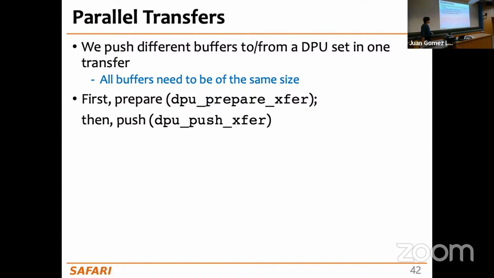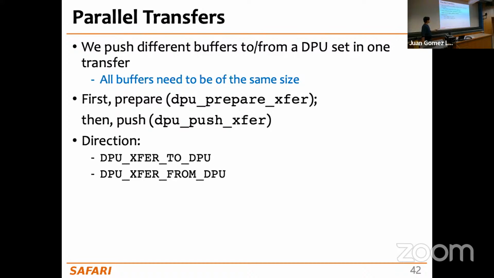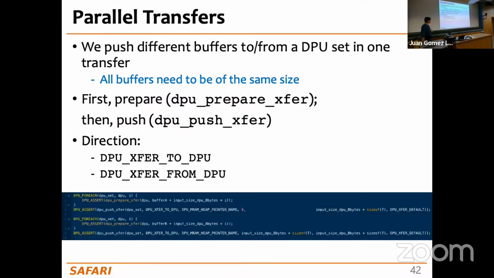We first need to prepare the transfer, then we push. Push means that we execute the transfer, basically. And we have to define what's the direction, either to the DPU or from the DPUs. And this is how the code looks. Here again, you have buffer A and buffer B, but now we are using parallel transfers. For the DPU set, we prepare the transfers for all DPUs, right? And indeed, we do it one by one. We first prepare the transfer, then we push the transfer. You see, this is for buffer A, this is for buffer B.